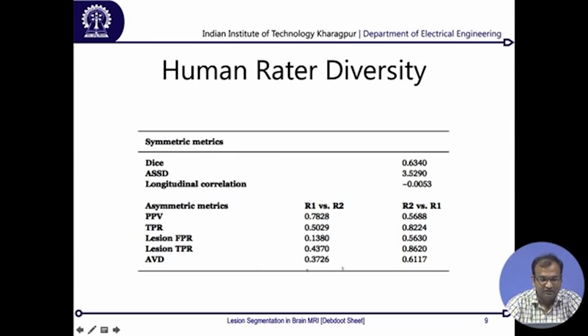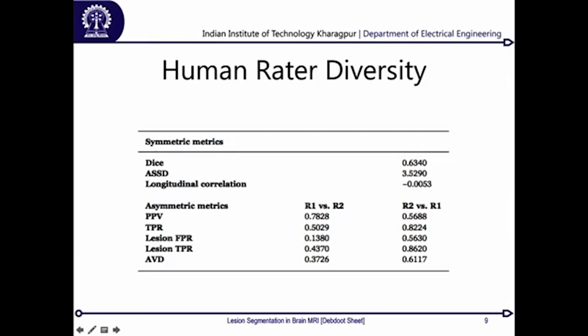In this human rater diversity study, they took the same kind of metrics as in the earlier case, and they do a repetitive test for all of these, PPV and TPR, where you need a reference and another one you are comparing. Once they take R1, the first rater, as the reference, rater 1 gives the ground truth and rater 2 is being tested against rater 1. In the second case, rater 2 gives the ground truth and rater 1 is being tested against them. Since each of these measures is not a symmetric metric, if I change R1 with R2, the value changes, and that is what you observe here.